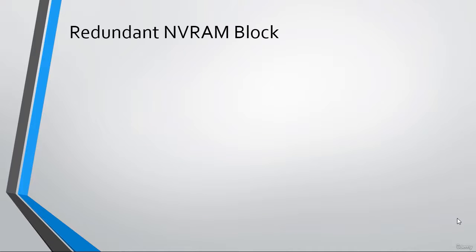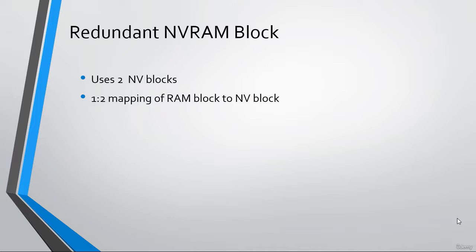In redundant NVRAM block, we have two NV blocks. Okay, so that's the main difference from native NVRAM block. There we used to have just one NV block, and here because of these two NV blocks, we will have more overhead because we are now using one more extra block in the NV side for extra storage. So here we will have 1:2 mapping of RAM block to NV block. So for each RAM block, now there will be two NV blocks that are created.